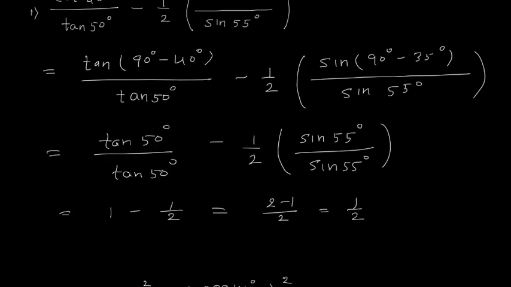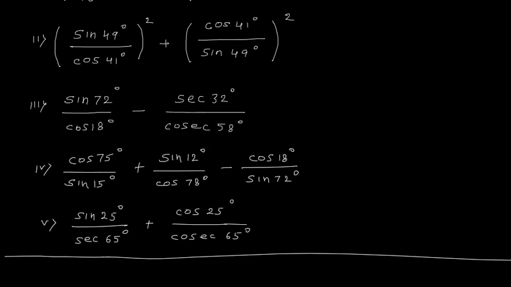Let me discuss other problems here itself. Now, the next problem: you have cos 75 upon sin 15. This cos you will convert into sin, you will get sin 15 upon sin 15. So this part you will get 1. Sin 12 upon cos 72: you convert this sin 12 into cos and you will get cos 78. You can solve. So here also your ratio is 1, and in the same way here your ratio is 1. So this is 1 plus 1, 2, 2 minus 1 is 1. So this is your answer.